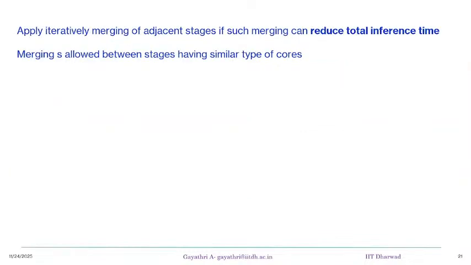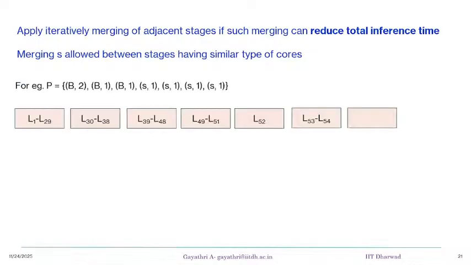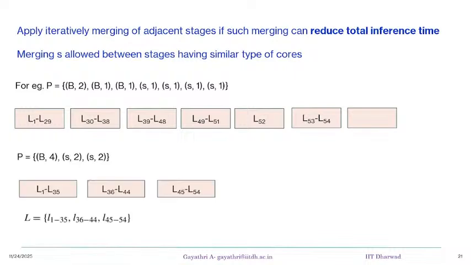But after this, sometimes it is possible that if you iteratively merge some layers and merge the stages, your inference time can be minimized. So the algorithm tries to find that out, and the merging is only possible between cores of the similar type, because we saw that inter-cluster problems happen, right? So you try whether it is going to help you or not, and then at some point you converge, saying that this is the optimal way of doing the execution.